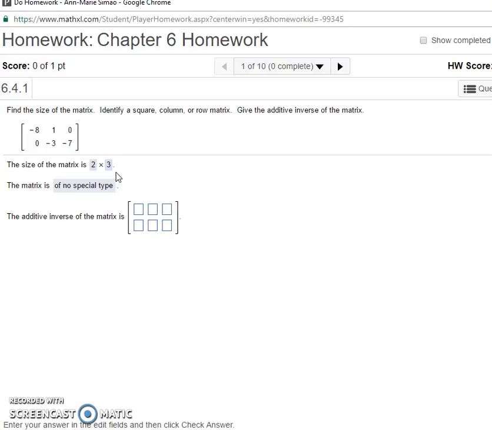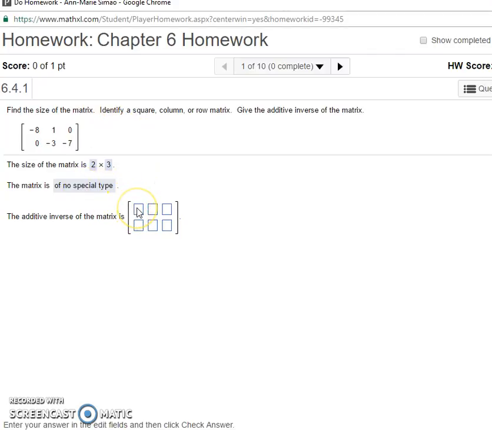And if you think about what the columns are, think of columns in a museum. Those are the things that go from the floor to the ceiling. This particular matrix is of no special type. It's not a square matrix. A square matrix would have the same number of rows as the same number of columns. A column matrix would have one column but multiple rows. A row matrix would have one row and multiple columns.